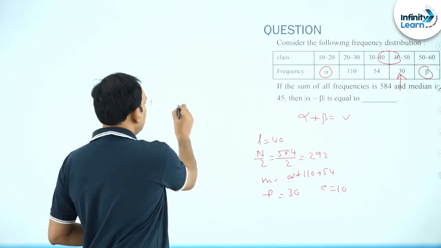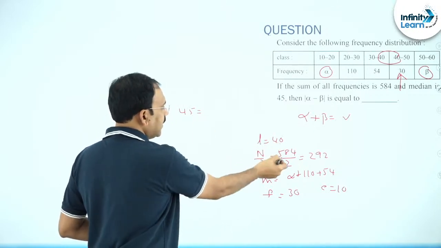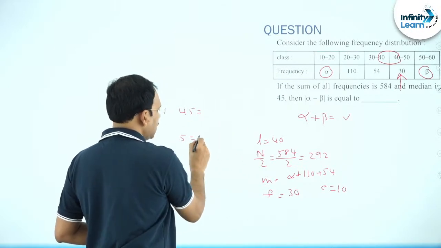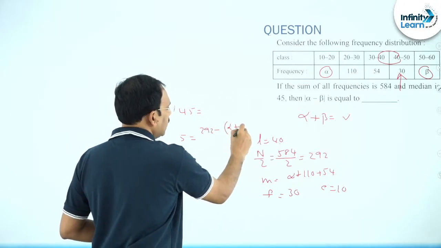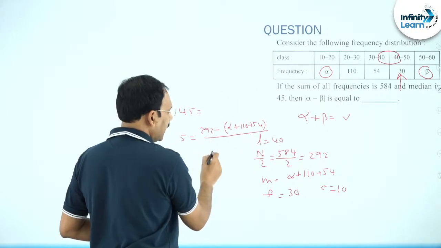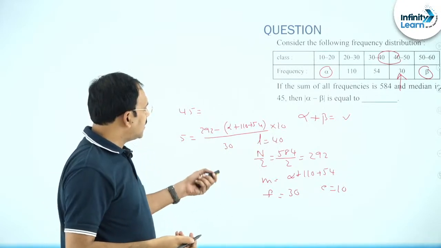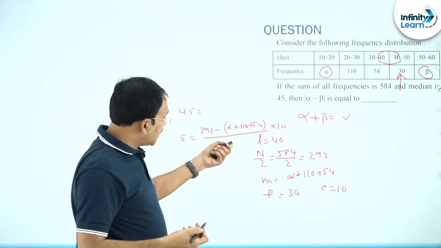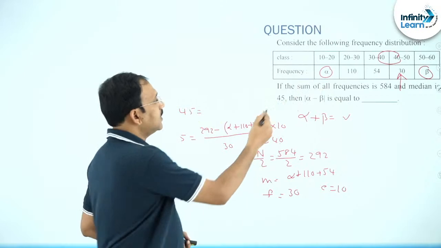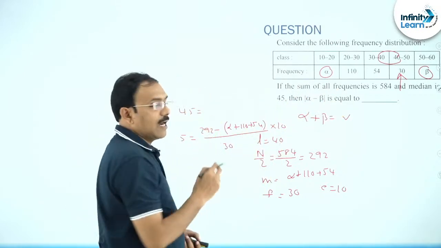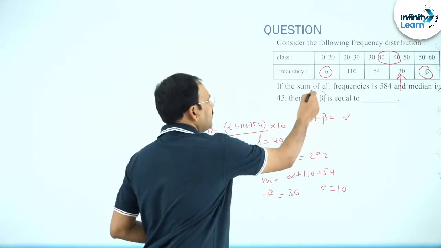You just equate median 45 is equal to L plus (N by 2 minus M) by F into C. L is already 40, so 5 is equal to (N by 2 minus (alpha plus 110 plus 54)) by F into C. You will get alpha value directly. In the previous case you got a second equation in alpha and beta. Since only one unknown is on this side, you will get alpha value directly, from which you will get beta also. So mod alpha minus beta can be found.